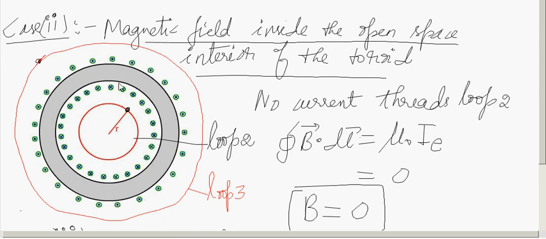So hope you understood how it is. So here you see the current appears to be coming out, here the current is going into. So each turn of the toroid threads the loop two times, but in the opposite direction, one coming out, another going in. So the total current threading the loop will become 0.